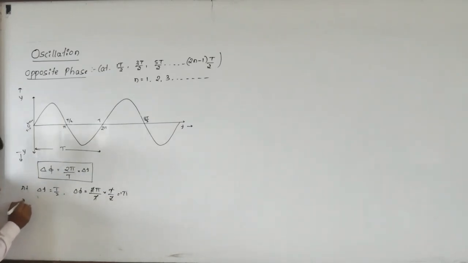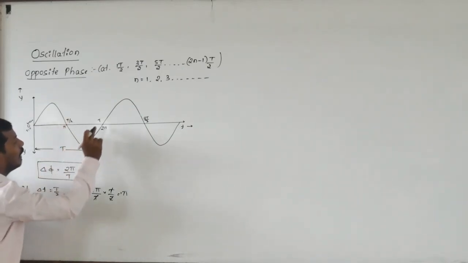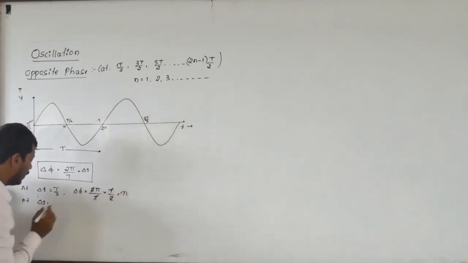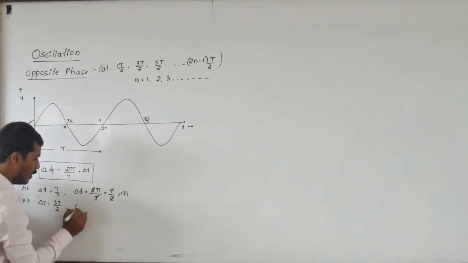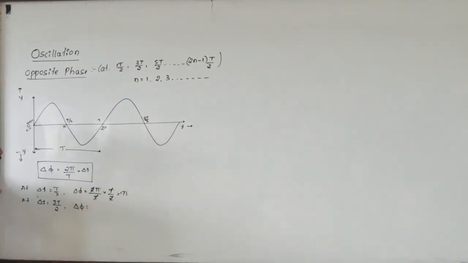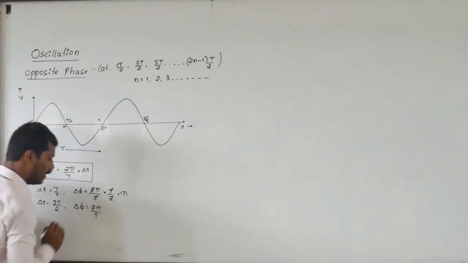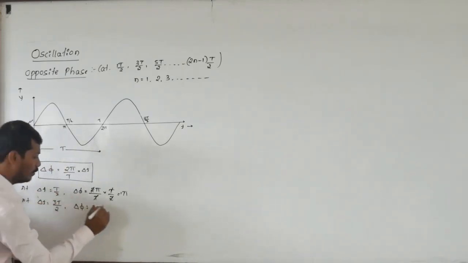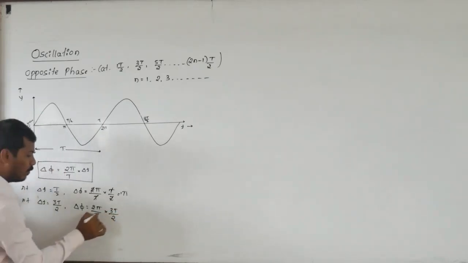Next, at delta t equals how much? If it is opposite phase, it starts from here and then here, then it becomes what? 3t divided by 2. Delta phi is equal to 2 pi divided by t. Then delta t is equal to 3t divided by 2. Then what happened?